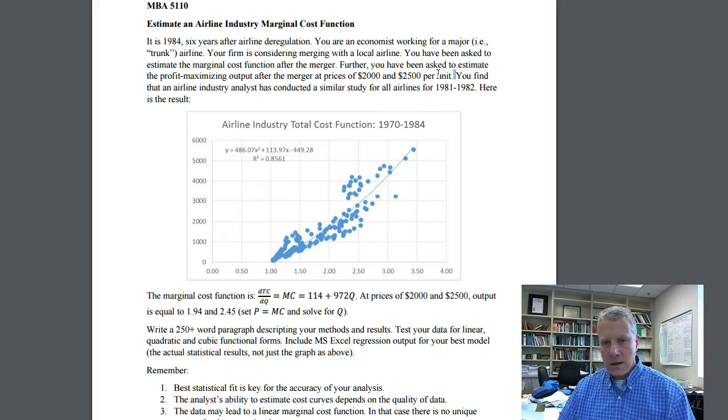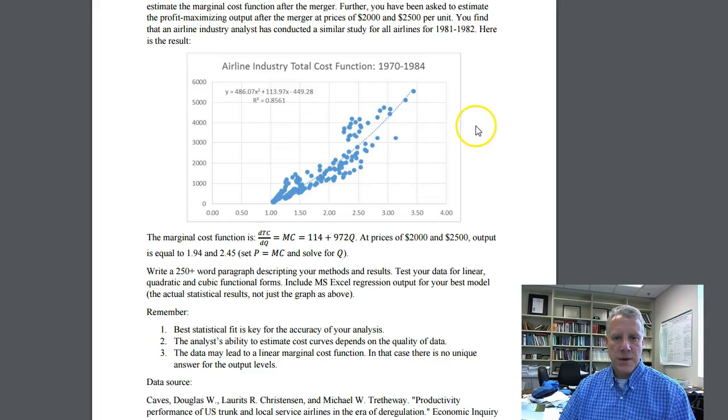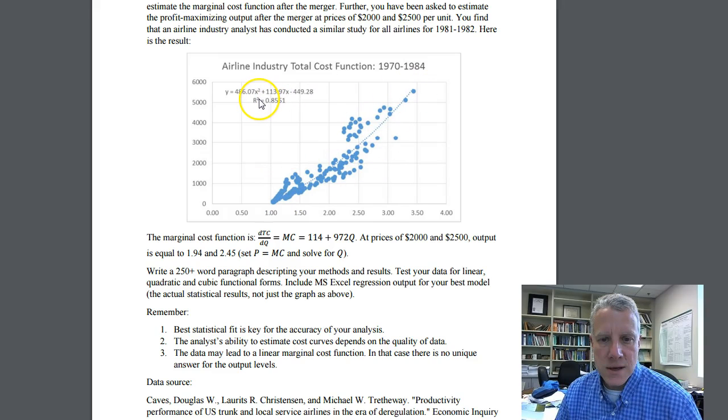So obviously you don't know where to begin, but you do find that an airline industry analyst has conducted a similar study for all airlines for the years 1981 and 1982. So here's the result from that study. This is the airline industry total cost function, and these years aren't correct. That's 1981 and 82. I labeled that the wrong way. Here's the data points and the trend line that was fit to that. The best line is a quadratic. So here you see the squared term. Y in this case is total cost, and X is output, and the R squared is 0.85.